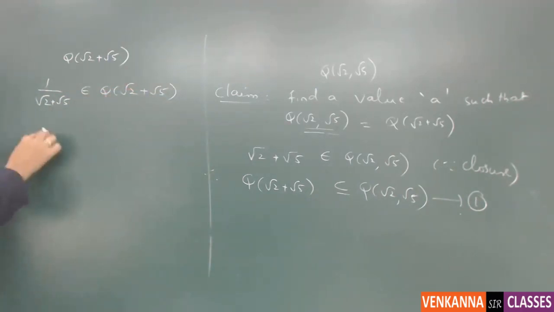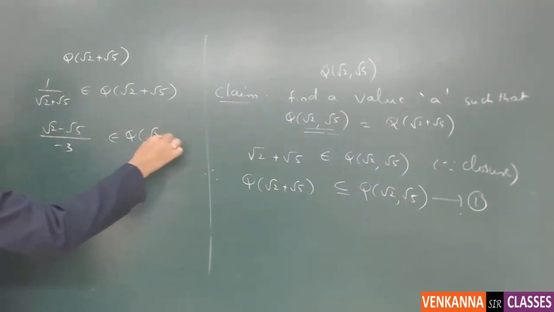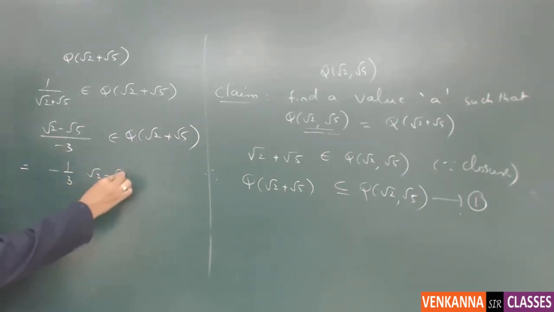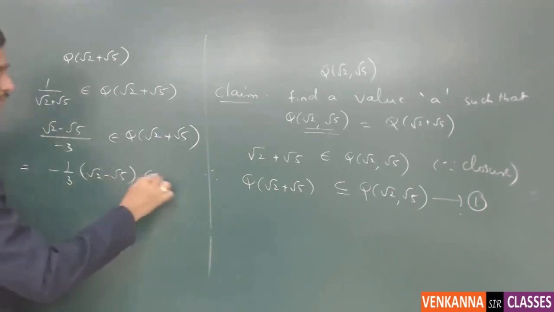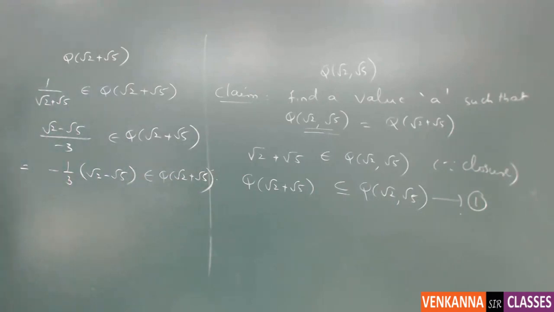So if you rationalize this, root 2 minus root 5 by minus 3. So after doing rationalization, this value belongs to this. Please understand that this is nothing but... accepted or not.